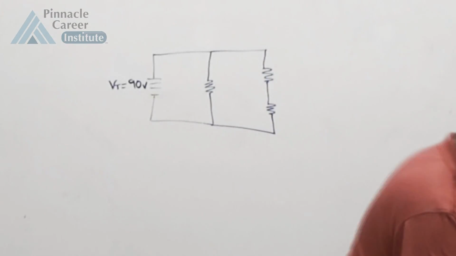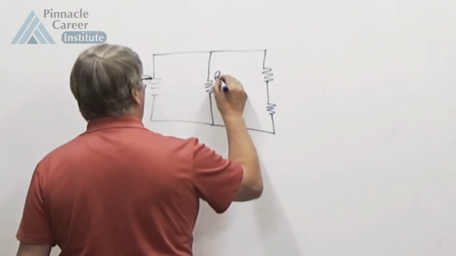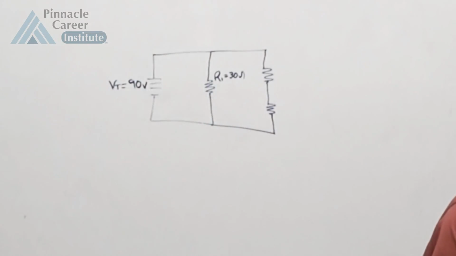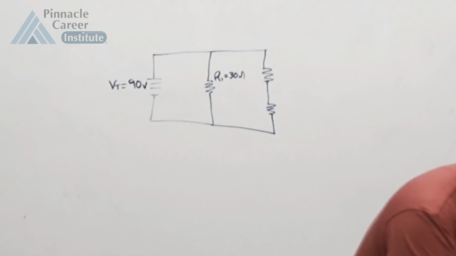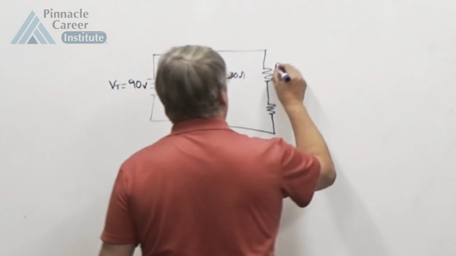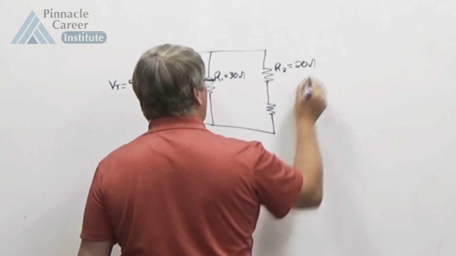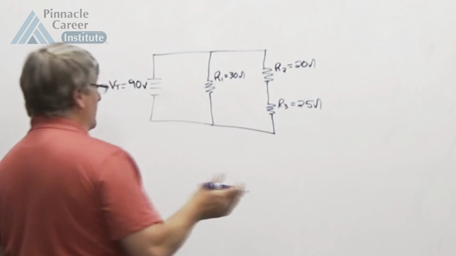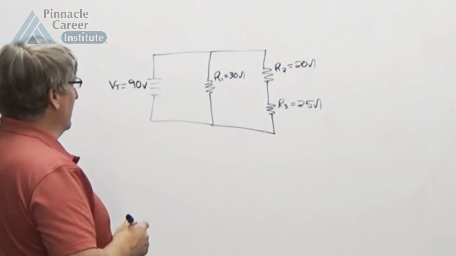I know R1 is 30 ohms. I know R2 is 20 ohms and R3 is 25 ohms. So that doesn't look like random unknowns really. So this won't be very much different. R2 is 20 ohms, R3 is 25 ohms. Again, we're going to solve this using the resistances, the same thing.